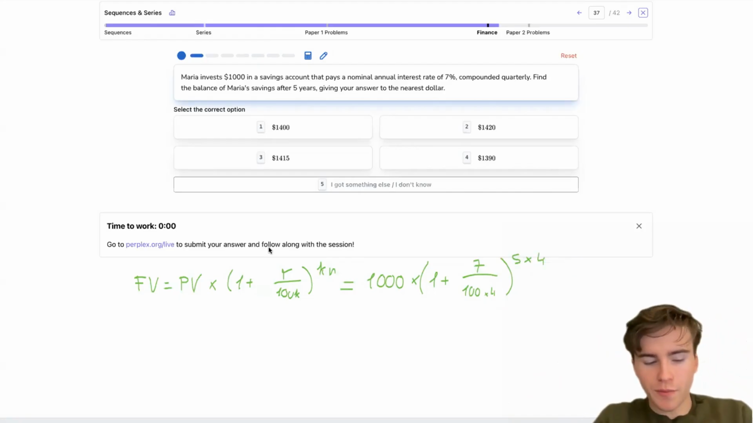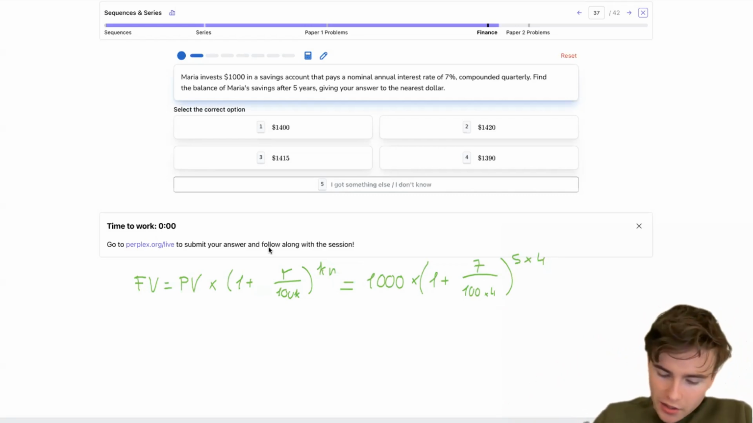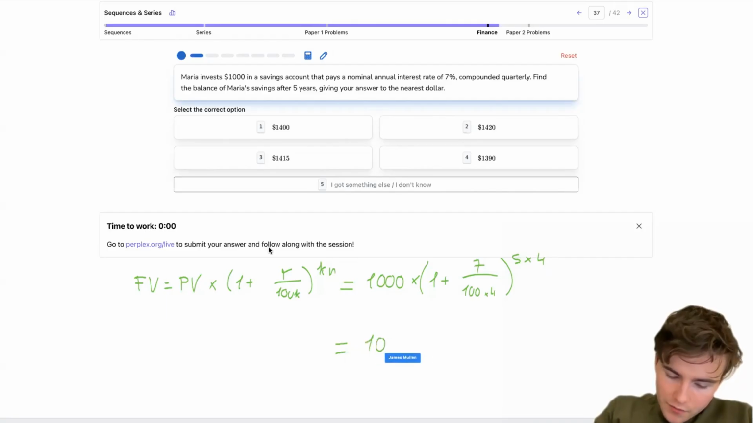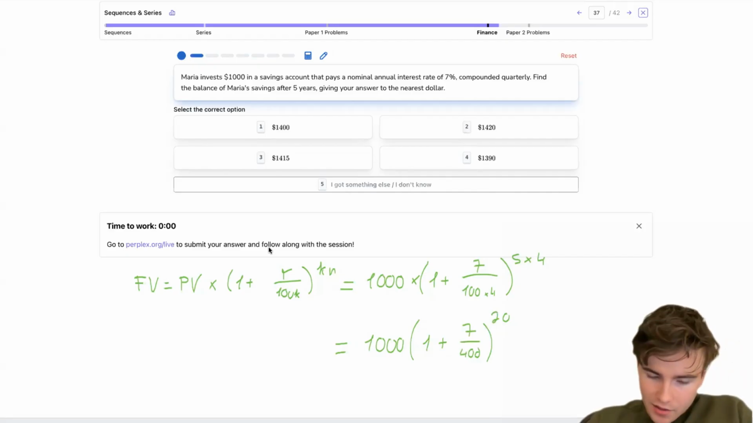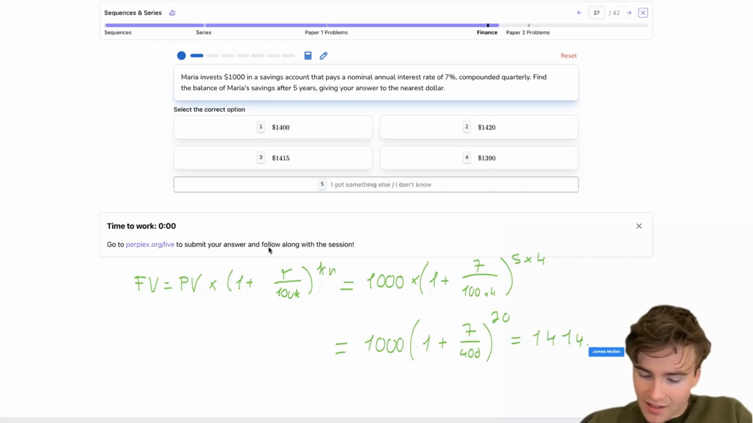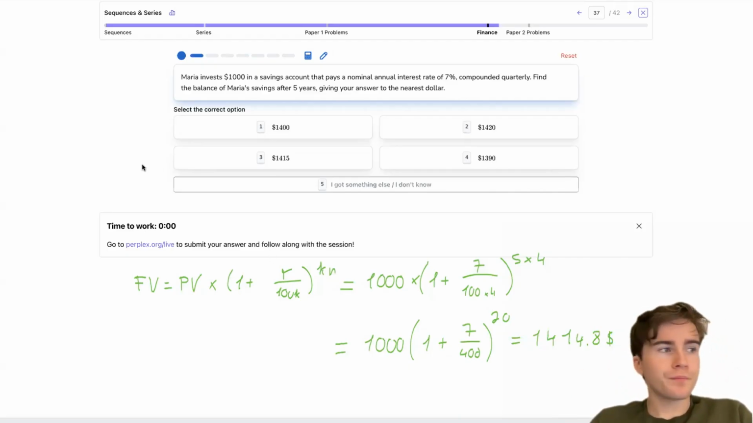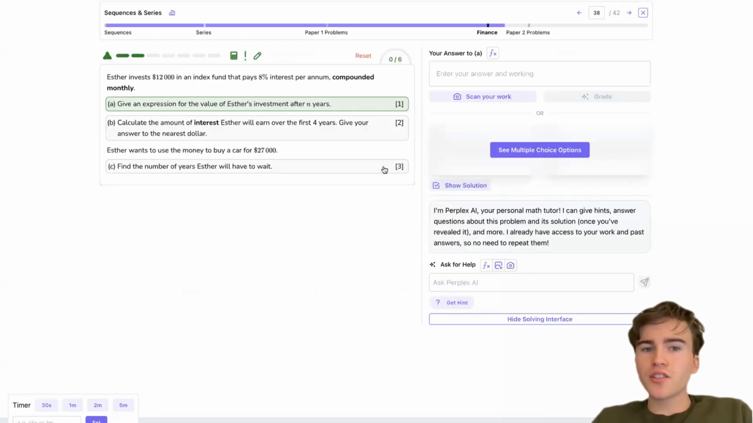Okay, so this I'm going to have to do with my calculator because you cannot really do this by hand. You're essentially going to do 1,000, and you can write this as a fraction on your calculator, 1 plus 7 over 400 to the power of 20. Okay, so I'm going to do that. I get 1,414.8 or $0.7, okay? And I'm going to round that to the nearest dollar, which is 1,415.